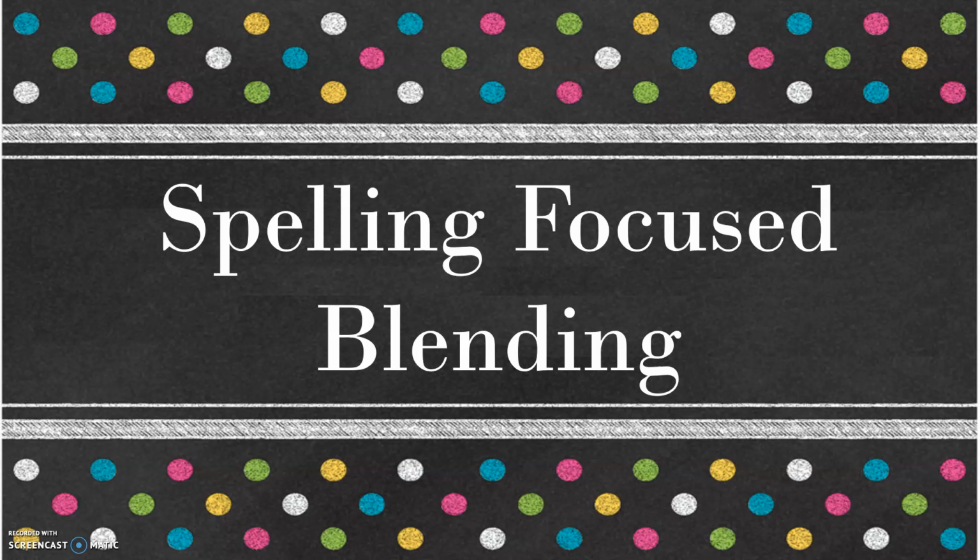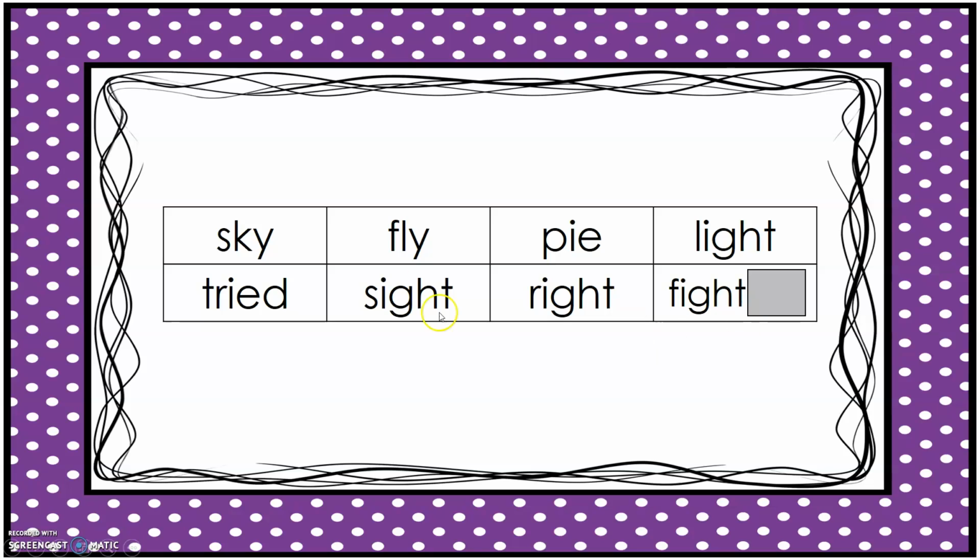Spelling focus blending. Ready? Say these sounds. S-I, sky. F-L-I, fly. Say these sounds with me. P-I, pie. Ooh, I-G-H is I. L-I-G-H-T, light. T, I, that E makes it I.